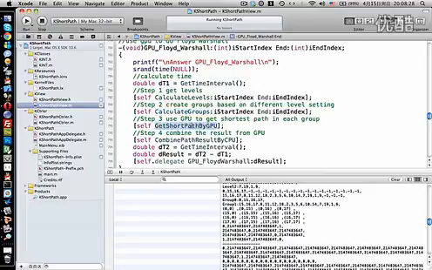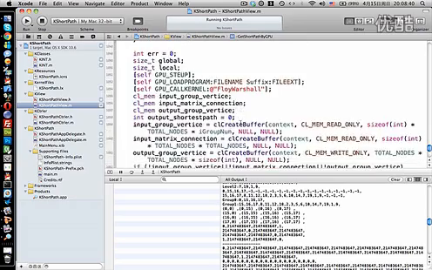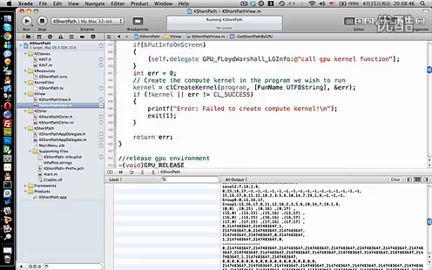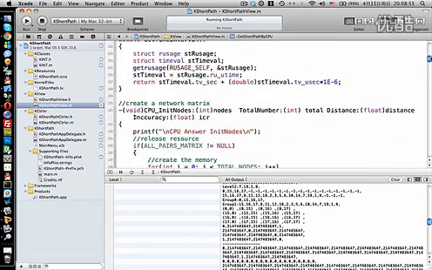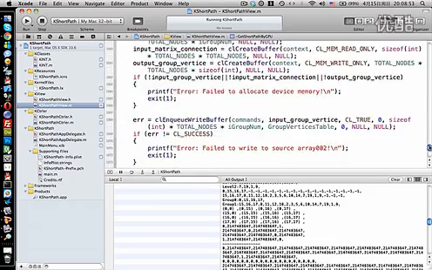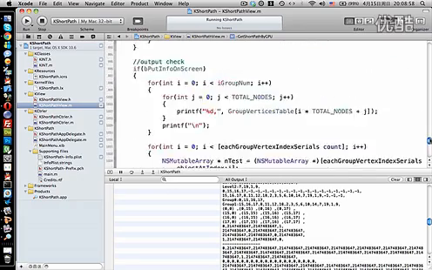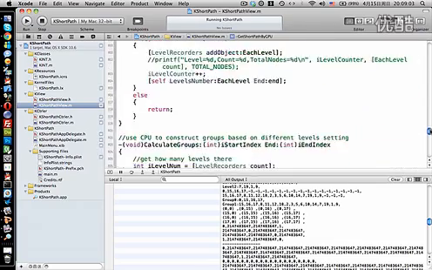Now I can use the GPU to get the shortest path in each group. So here I use the GPU to calculate each group. But there is a problem here. After I calculate the shortest path of each group, I have no idea how to combine each group's values. So that is what we see here.